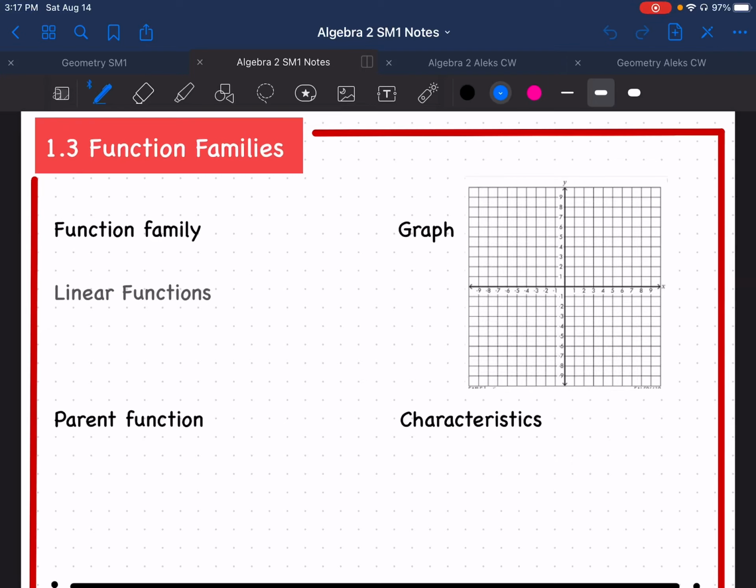Today's lesson is 1.3 Function Families. Today we're going to talk about six of our main function families, their parent function, what the graph of their parent function looks like, and some of their characteristics. Let's go ahead and get started with our linear functions.